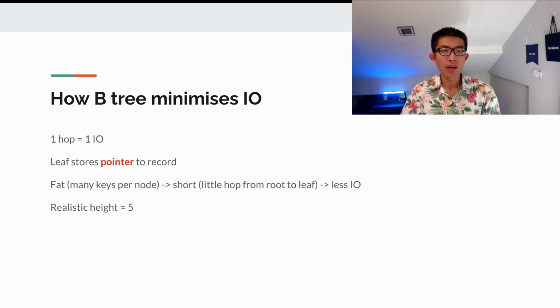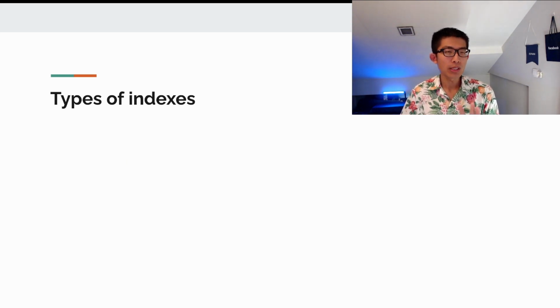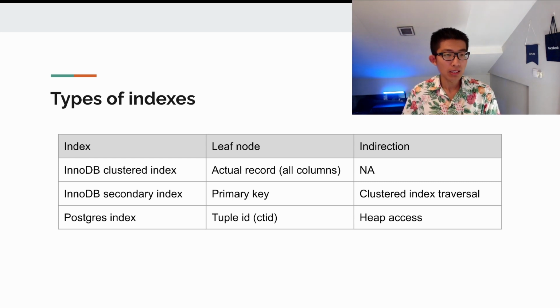Now let's talk about what a pointer to the record means. What exactly does the leaf really store? That really depends on the types of indexes. There are three major types of indexes. Let's split by index-oriented or heap-oriented. A database engine like InnoDB is index-oriented. InnoDB is an engine in MySQL. I talked about it earlier briefly.